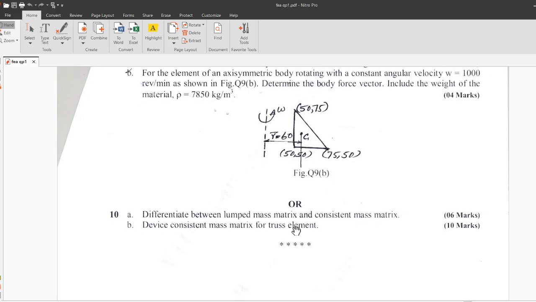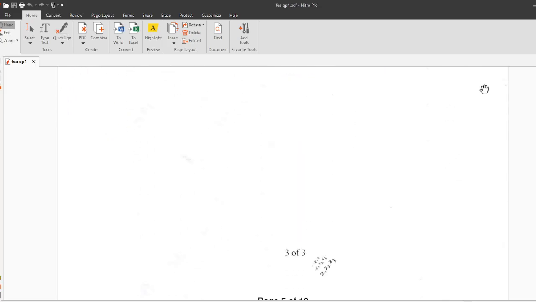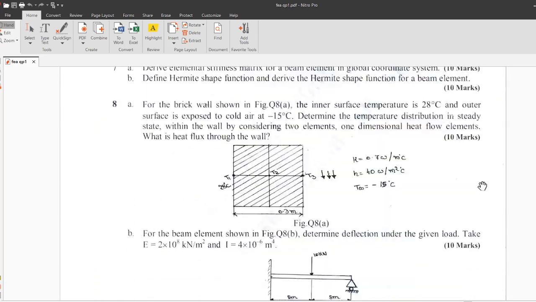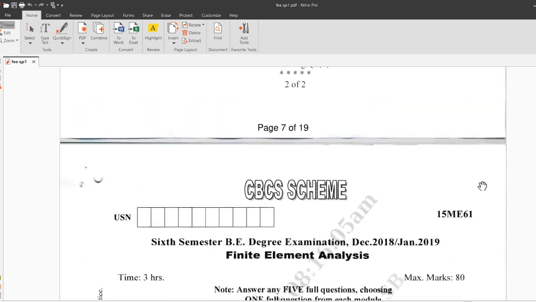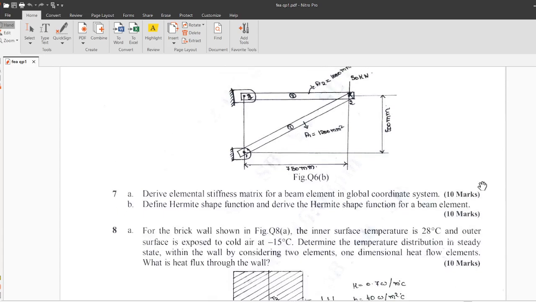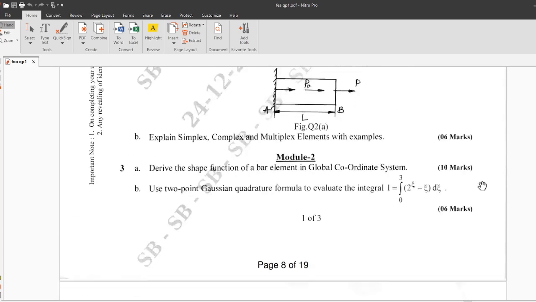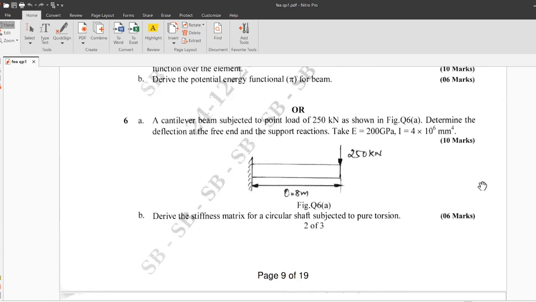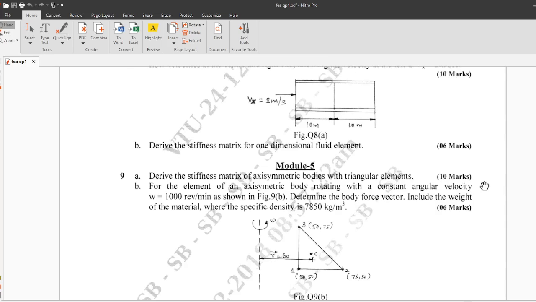You can see in one year, and in the next year they asked on this. Again the same question is repeated, but now they are asking stiffness matrix derivation, 10 marks. Before, in the previous year's question paper, it was 12 marks and this was 4. Now they made this 10 and this 6.